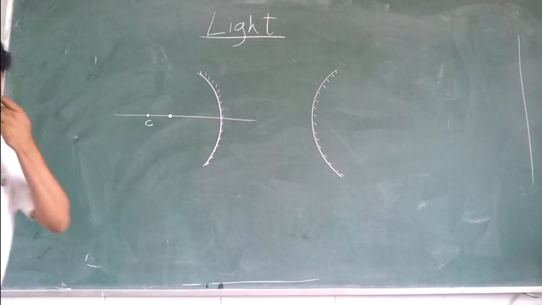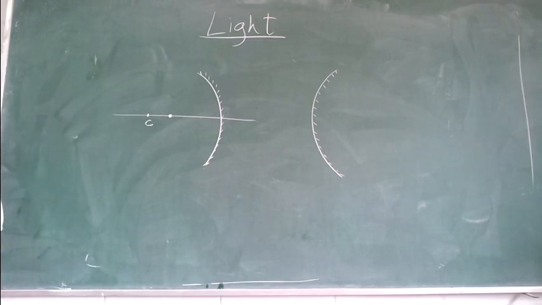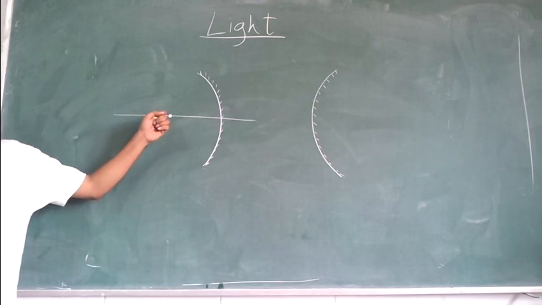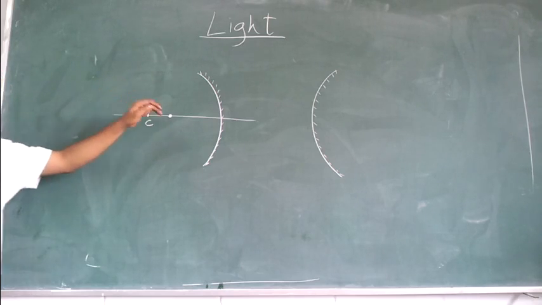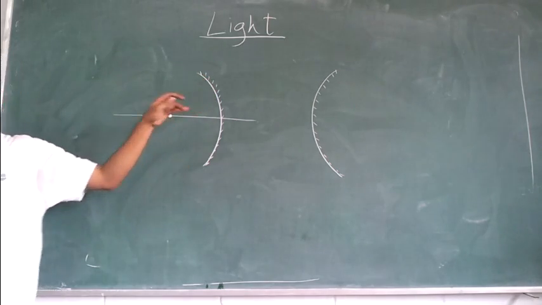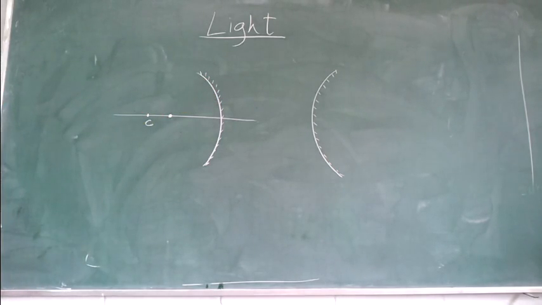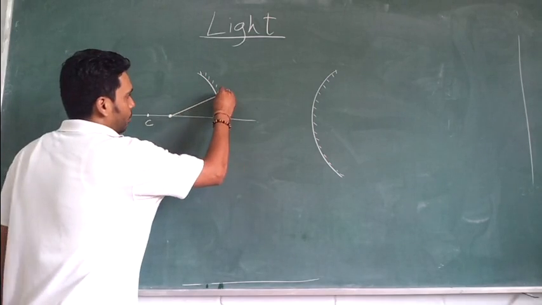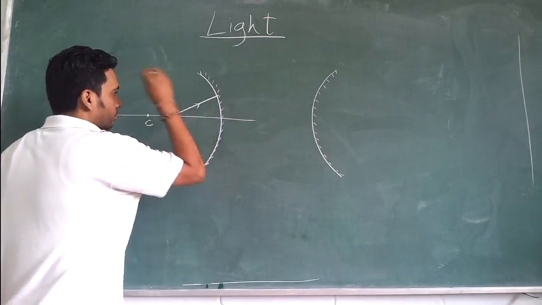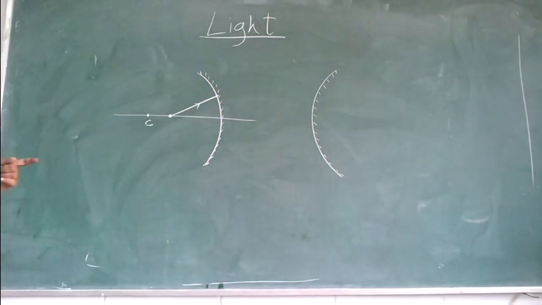Okay, now, first of all, I'll make any random ray go from here and strike the mirror. Whether I make a ray strike over there or there or there, anywhere, it is going to produce the image at almost the same point. I make a ray go like this. What will happen to this? It will reflect following the laws of reflection.